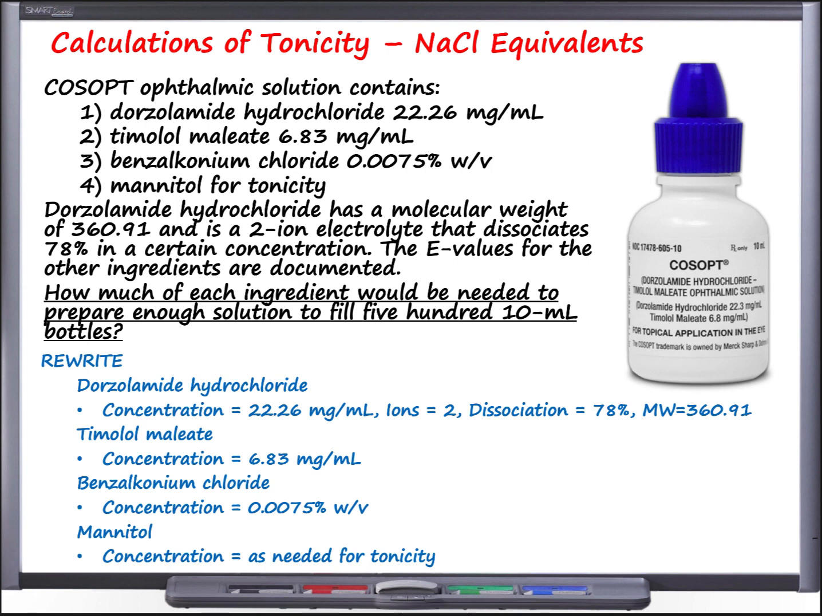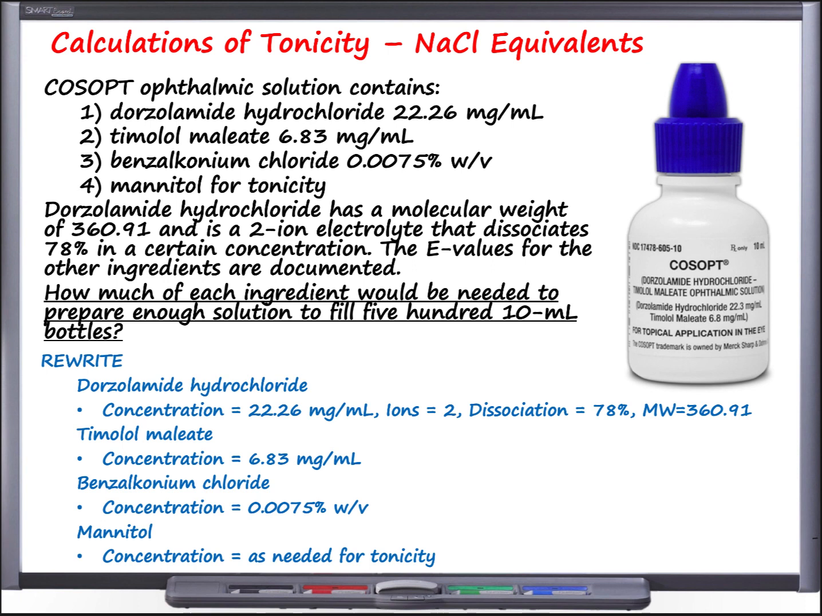So it's not the first line agent. You would try either one individual agent first, but if it wasn't strong enough, then the combination is definitely going to produce a greater effect. So it's a very useful product. Having said that, it makes a little bit more of a complicated product. So if we go back up and look at the ingredient list, we said it has 2 active ingredients, the first being dorzolamide, and we know we need a concentration of 22.26 milligrams per milliliter. The other active ingredient is timolol maleate at 6.83 milligrams per milliliter. There is a third ingredient called benzalkonium chloride, which is important because it is a preservative.